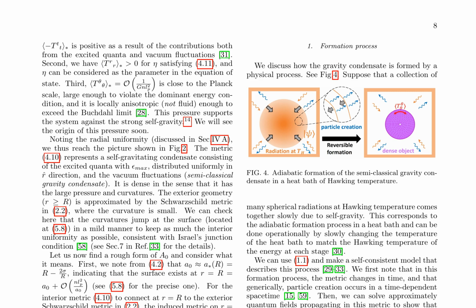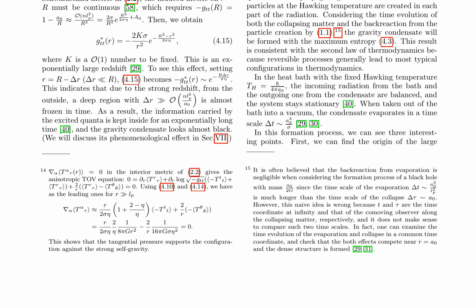The authors find a rough form of A0, which represents the induced metric on R equals R, and discuss the exponentially large redshift effect, resulting in a deep region being almost frozen in time. Furthermore, they describe the anisotropic TOV equation, which shows that the tangential pressure supports the configuration against strong self-gravity.